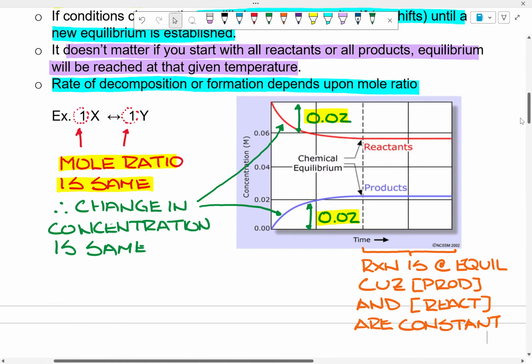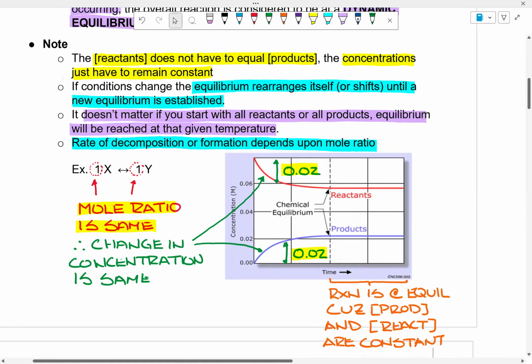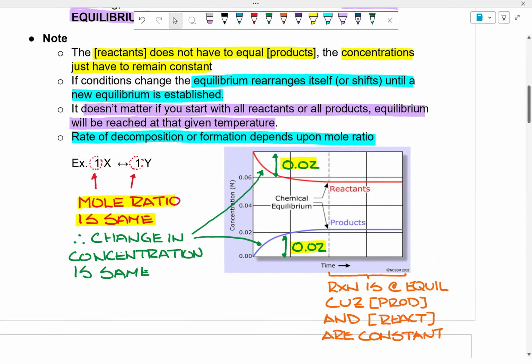And it goes back into my notes up here. It says, if you take a look here, the reactants do not have to equal the products. The concentrations just have to remain constant. And that's what has been done here at this particular section highlighted in orange. Okay, so this particular section right here.